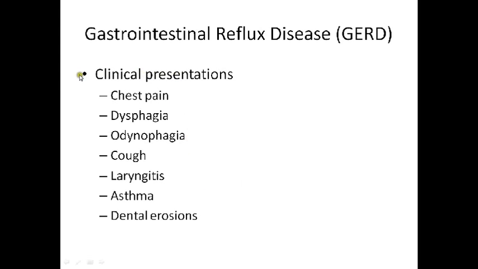The clinical presentations for this are chest pain, that substernal pain that we talked about, dysphagia, odynophagia, which is painful swallowing or painful eating, cough, laryngitis, asthma, dental erosions, because we have that reflux of acid that actually comes up. It may go all the way up to the oral cavity or mucosa and actually erode the teeth. And that's more for advanced GERD.